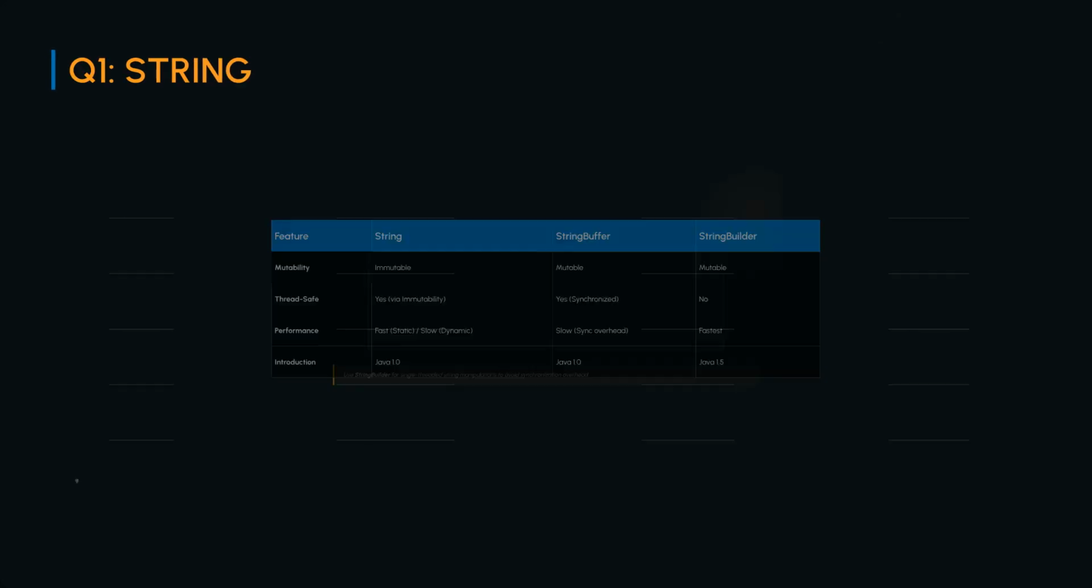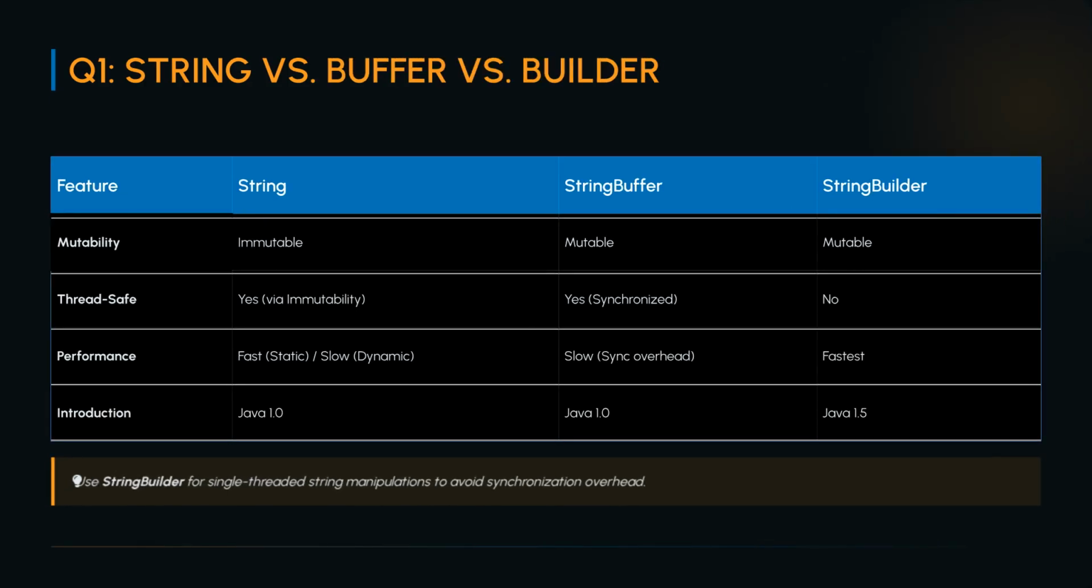Coming to my first question that was asked during my interview, they asked me to explain the difference between String, StringBuffer, and StringBuilder. So in a simple way, I explained it like this: String is immutable, meaning once created, it cannot be changed. StringBuffer and StringBuilder are mutable. The key difference is StringBuffer is thread safe because it's synchronized, whereas StringBuilder is not thread safe but faster.